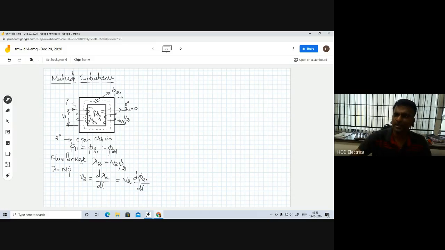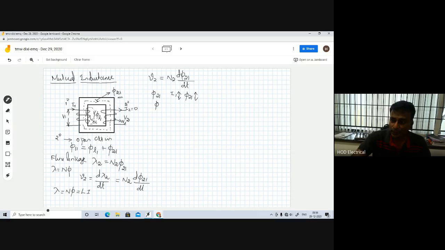Also, from the basics of electric circuits that we have already learned, lambda is equal to N into phi, or otherwise we can write it as inductance into the current flowing through the circuit. So we end up with this equation, V2 equals N2 into d phi 21 divided by dt. How will this flux phi 21 change? When I1 increases, phi 21 will also increase. Similarly, when I1 decreases, phi 21 will automatically decrease.